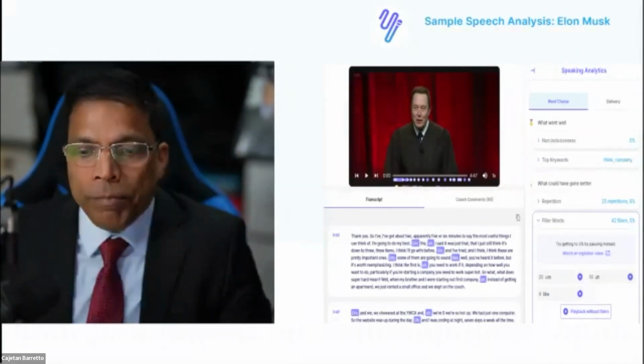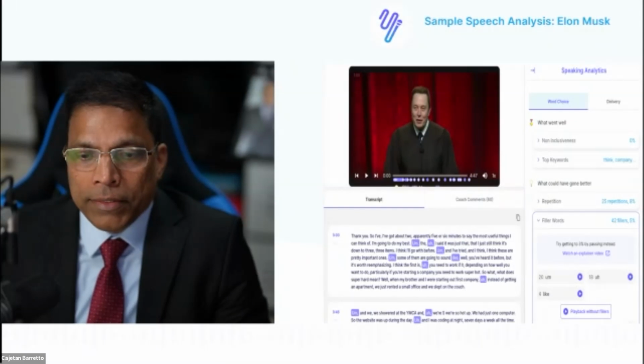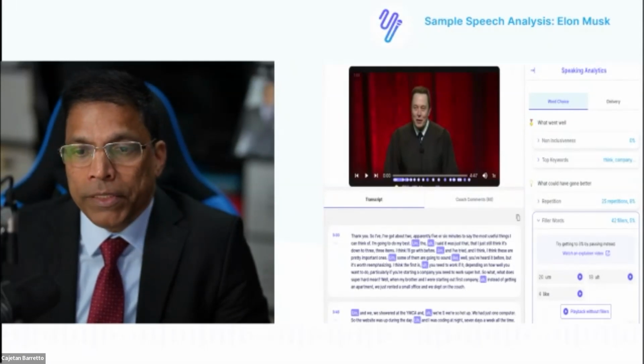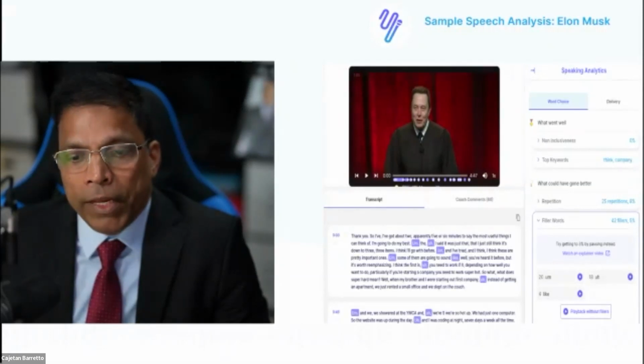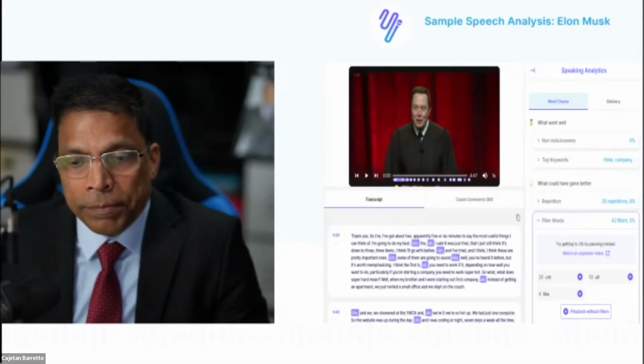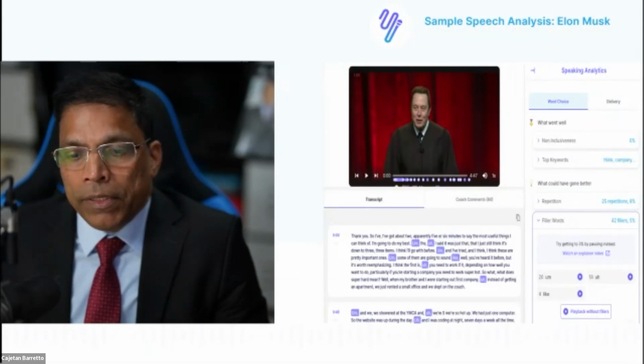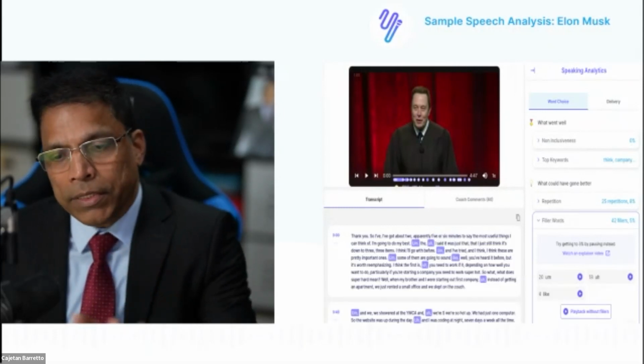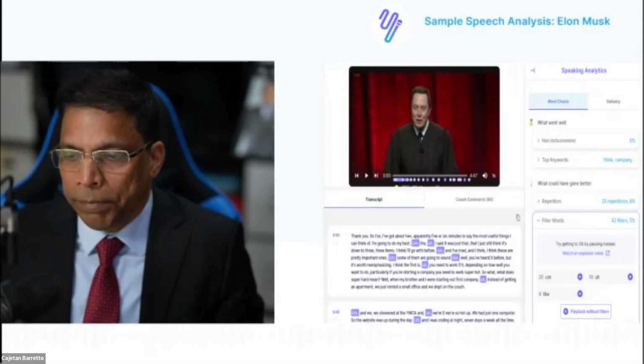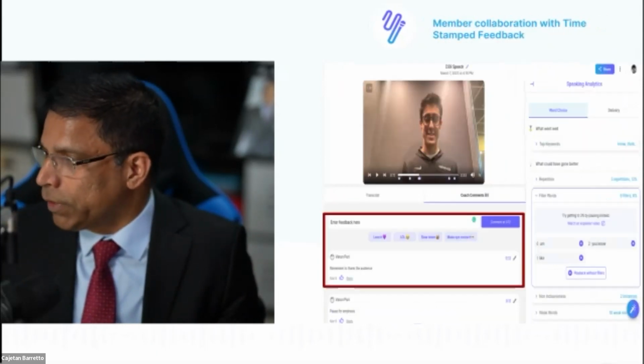So this is an example of how Yoodli analyzes your speech. This was a speech of Elon Musk, which is loaded on the Yoodli platform. As you can see, there is a transcript, and all the purple highlights indicate the crutch words. I will get into this in more detail. This is just an example, so I will not waste too much time on it.